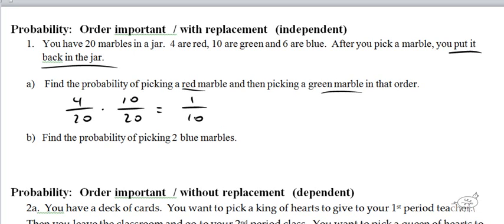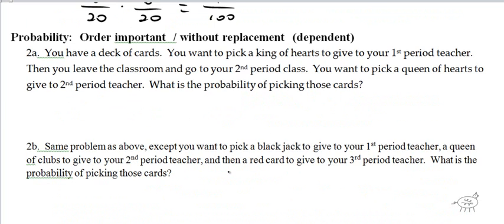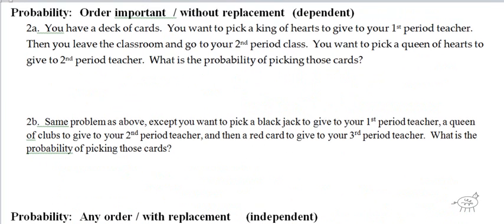Okay? Find the probability of picking 2 blue marbles. Well, it's 6 out of 20 times 6 out of 20, right? Because I'm putting it back. And we get 9 out of 100. Okay, so again, that's pretty easy. That's order is important and with replacement. Okay, the next scenario here is order is important, but it's without replacement.